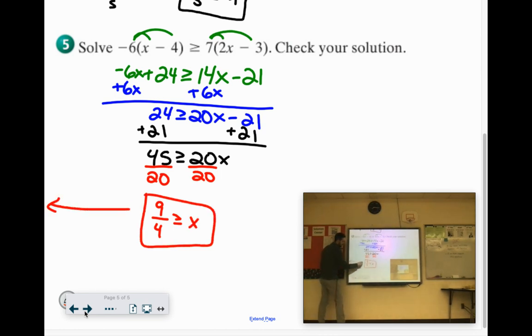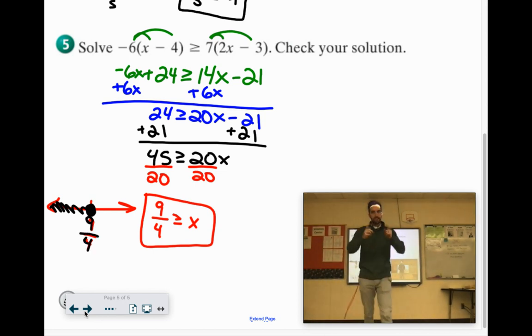If we were to graph it, 9/4 or 2.25, it'd be a closed dot. And our variable's written second, so we're going to go the opposite way that it points. So we're going to shade left. Or again, rewrite the inequality if you like with your variable first, if that's easier for you. That's it. Multi-step inequalities in the bag.